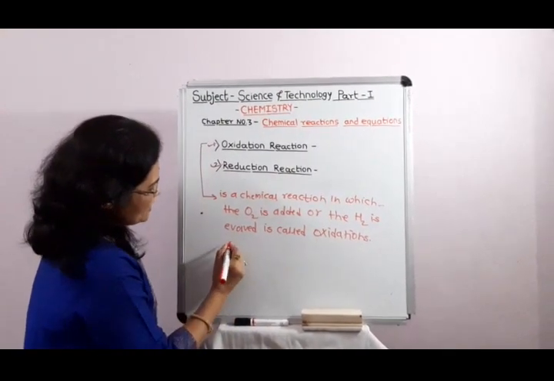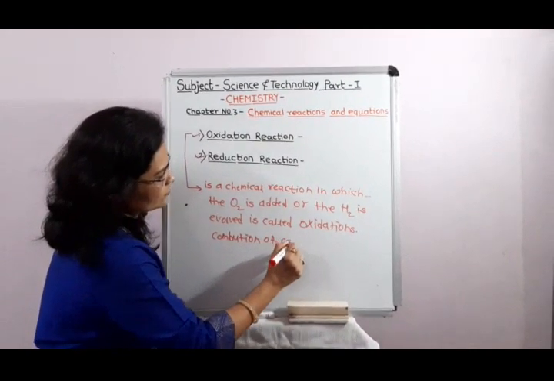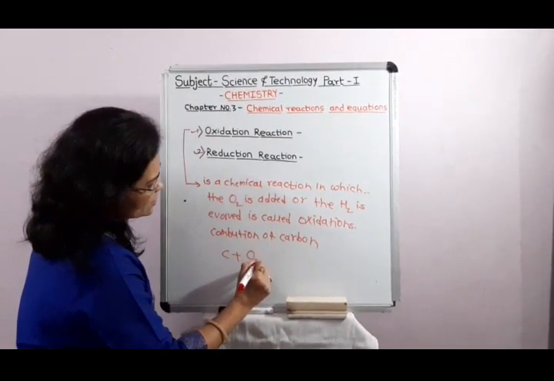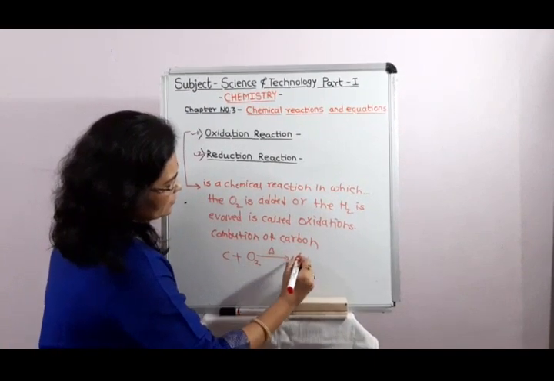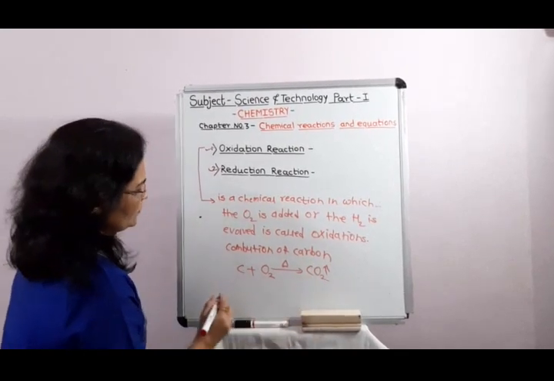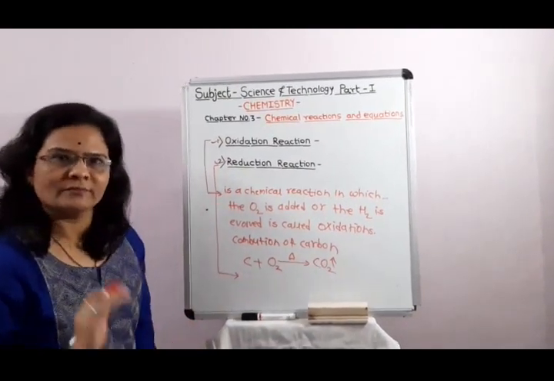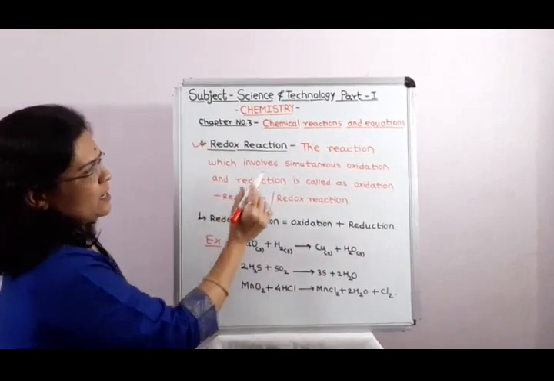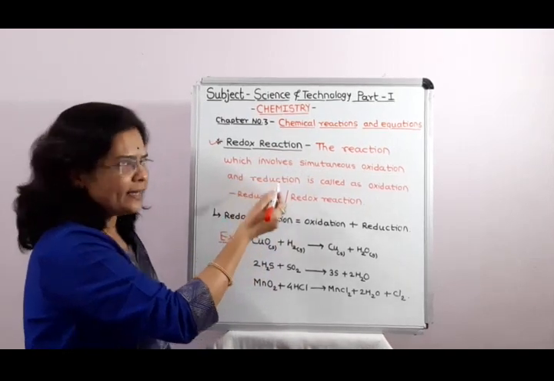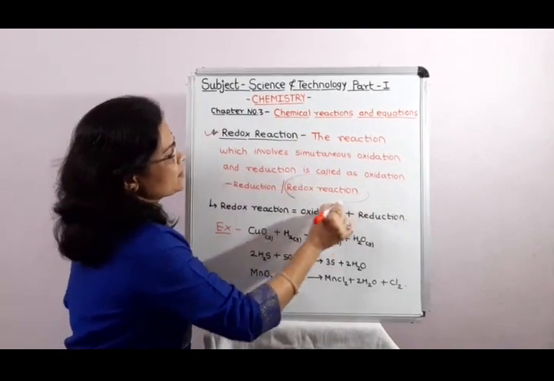The best example is the combustion of carbon. During the combustion of carbon plus oxygen, carbon dioxide gas is evolved. Next, reduction reaction. Next topic is redox reaction. The reaction which involves simultaneous oxidation and reduction is called oxidation reduction or redox reaction.